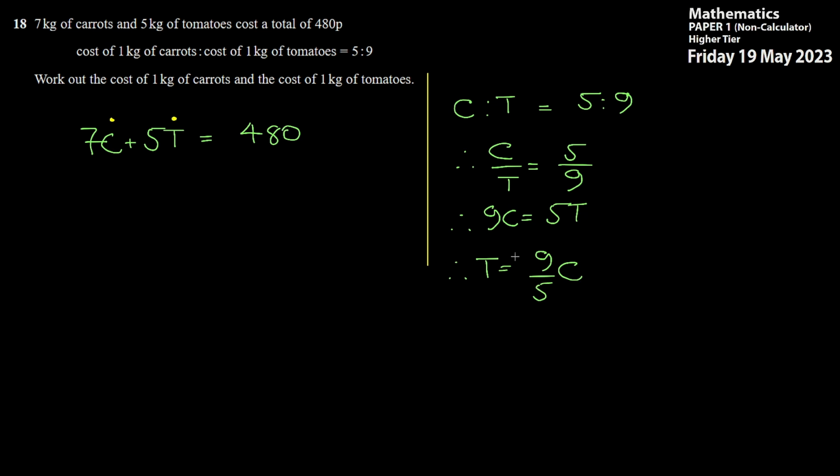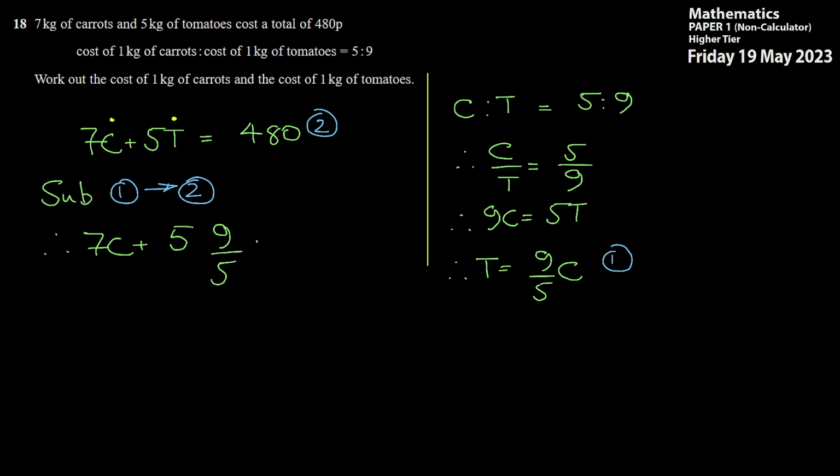So we've got two simultaneous equations. Now that we've got two equations linking T and C, we can solve. So sub, and I'm putting 1 into 2. So wherever I see T, I'm going to write 9 over 5C. So therefore 7C plus 5 times 9 over 5C is equal to 480. The 5s cancel. 7C plus 9C is 16C, is equal to 480. And therefore C is equal to 30.